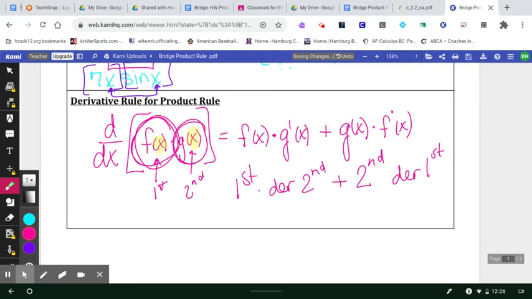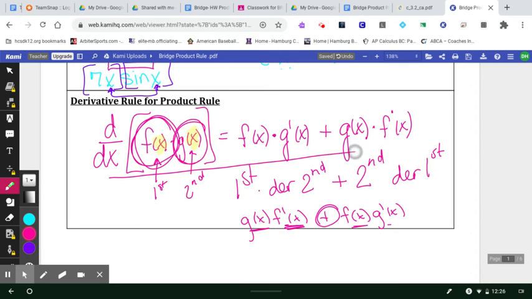Now, one nice thing is it's not imperative that you do it that way. You could do the second times the derivative of the first plus the first times the derivative of the second. The idea is that you need one and the derivative of the other plus the other and the derivative of its opposite. Okay, so again, this is just how I say it to myself: first, derivative of the second, plus second, derivative of the first. And I kind of just keep repeating that to myself.